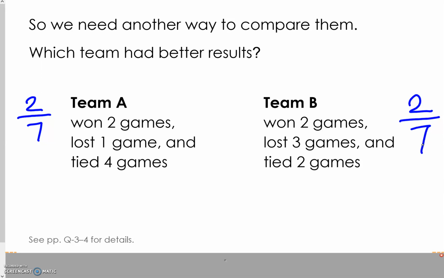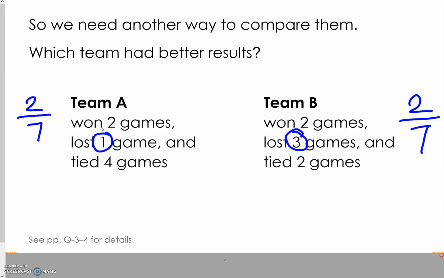Did Team A and Team B have the same results? No. Team B lost 3 games and Team A only lost 1 game. We need another way to compare them. Which team had better results? Fractions can only compare 2 numbers. We need another way to compare these results.